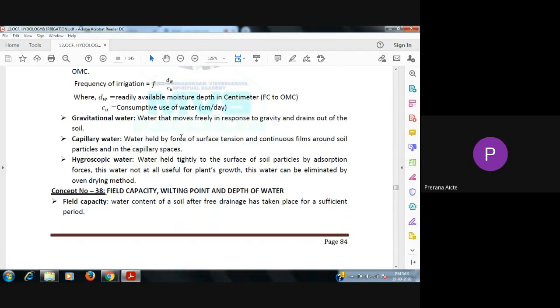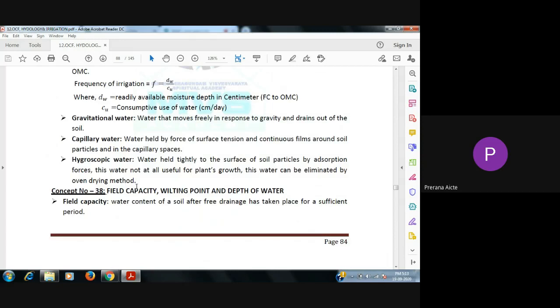Now these three: what is gravitational water, what is capillary water, and what is hygroscopic water. Gravitational water is water that moves freely in response to gravity and drains out of the soil. Capillary water is water held by the force of surface tension in continuous films around soil particles and in the capillary spaces. Hygroscopic water is water held tightly to the surface of soil particles by adsorption forces. This water is not at all useful for plant growth, and it can be eliminated by the oven drying method.